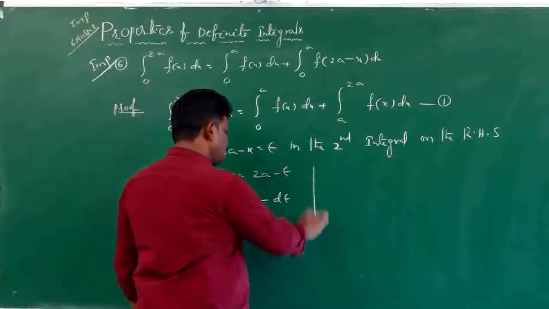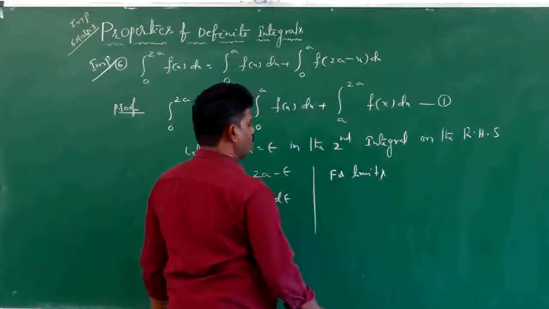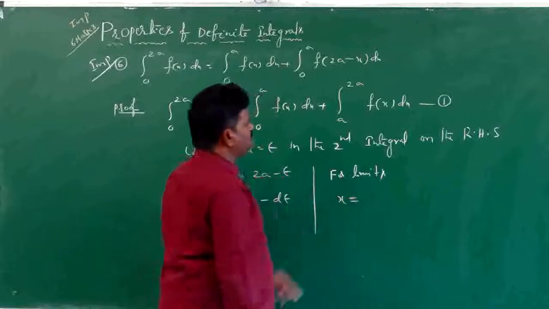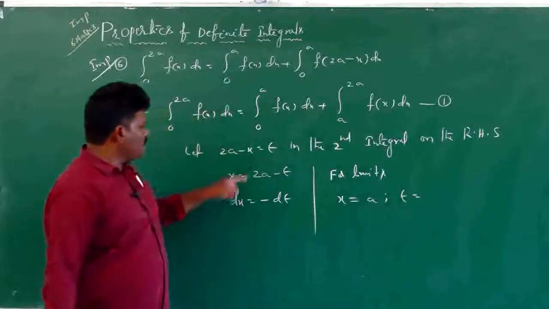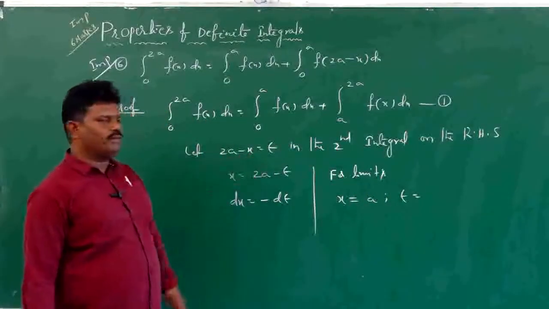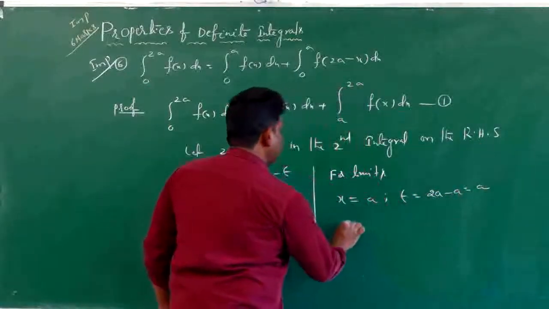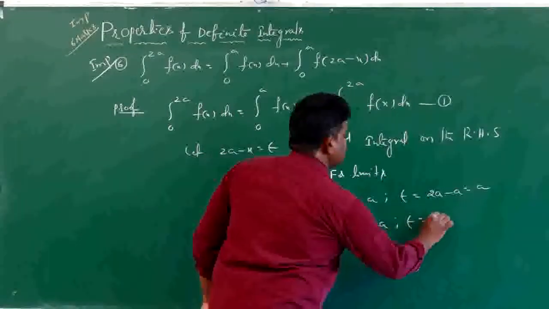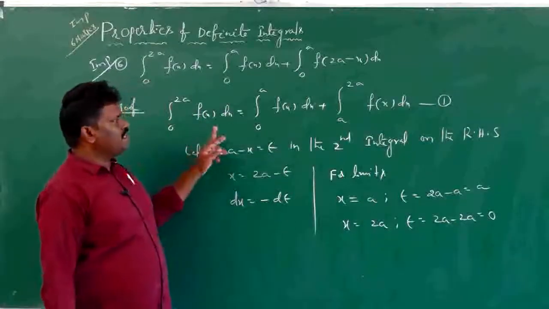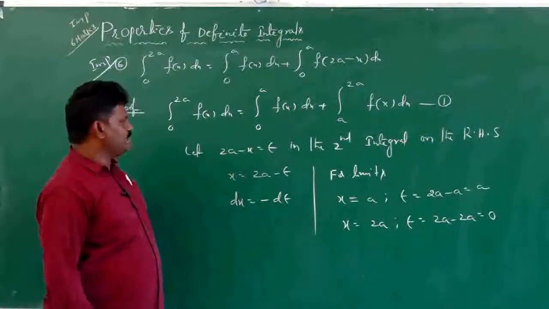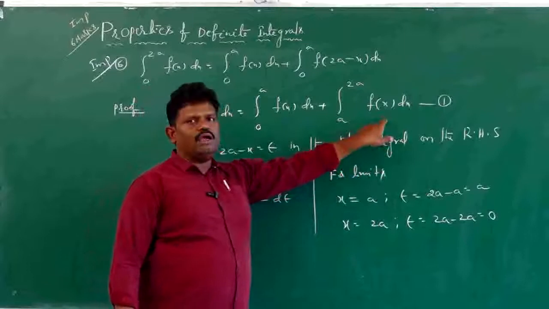Now for the limits: when x is equal to a, then t is equal to 2a minus a, that is equal to a. And when x is equal to 2a, t is equal to 2a minus 2a, which is equal to 0. Clear? The given integral we split into two parts, and now we take the substitution 2a minus x is equal to t in the second integral on the right hand side.